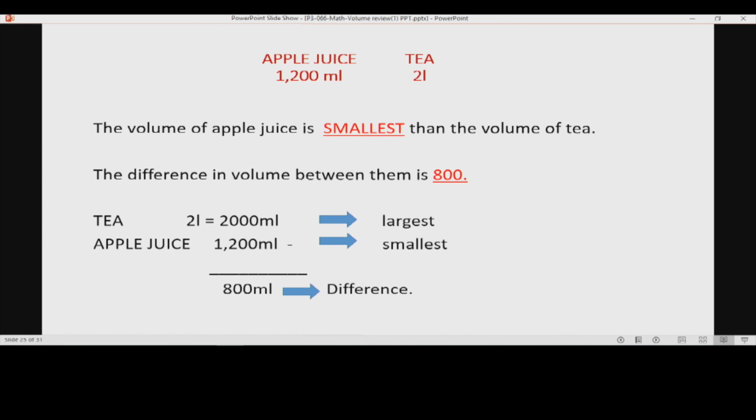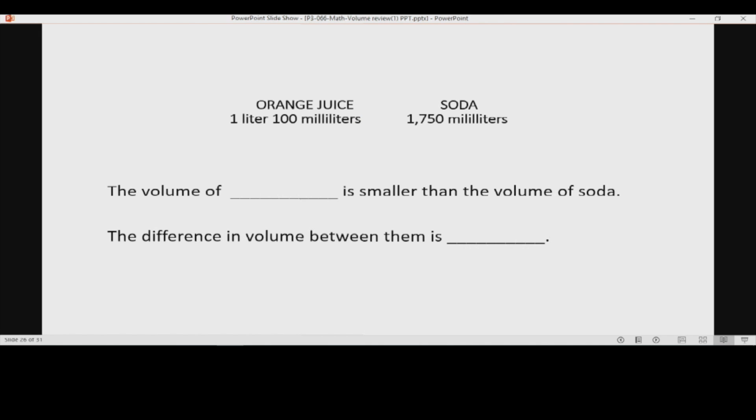You see, we take the largest amount, 2,000 millilitres, subtract the smallest amount, so 2,000 millilitres minus 1,200 millilitres equals 800 millilitres. Well done, and there you've worked out your difference.